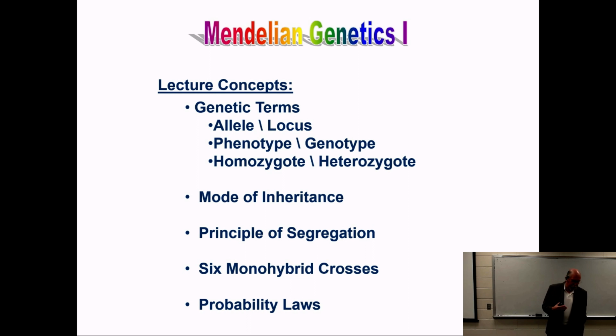Okay, now, in this series of lectures, we're going to cover some terms. We'll talk about genes and alleles and loci. We're going to talk about homozygotes and heterozygotes. We've already talked about phenotype and genotype, so you should know that. We're going to introduce this concept of a mode of inheritance, is what we're going to call it. And we're going to talk specifically today about the principle of segregation, and talk about the big six, as we'll call them, the big six crosses that we're going to make.